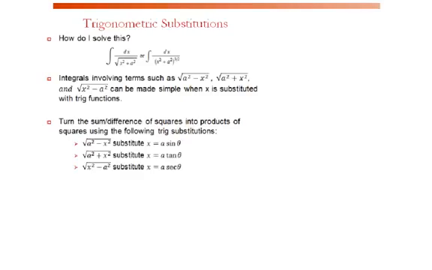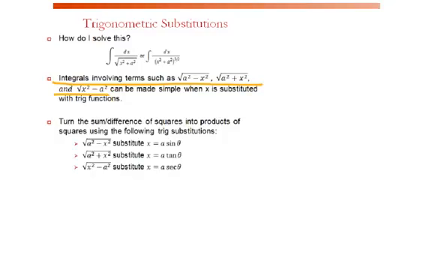Now that we've gone through that problem to build our intuition, I want to lay out some formulas for you. Anytime we see integrals that have terms in them such as the root of a squared minus x squared, the root of a squared plus x squared, or the root of x squared minus a squared, we can use trig substitution in order to get rid of a sum or a difference of squares and move to products through the Pythagorean identities.